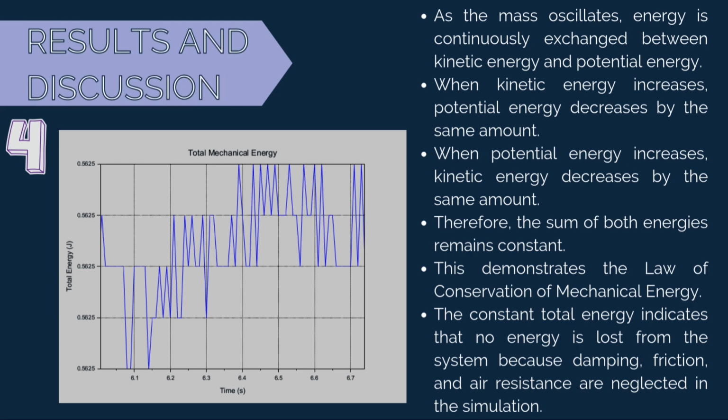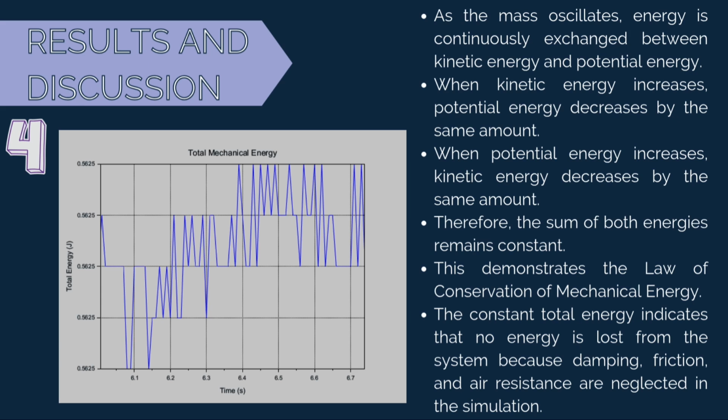And the last graph is the total mechanical energy graph, which shows that the energy of the spring mass system remains approximately constant throughout the oscillation. As the mass moves, energy is continuously exchanged between kinetic energy and potential energy. When the kinetic energy increases, the potential energy decreases by an equal amount, and vice versa. As a result, the sum of kinetic and potential energy remains constant at approximately 0.5625 joule.